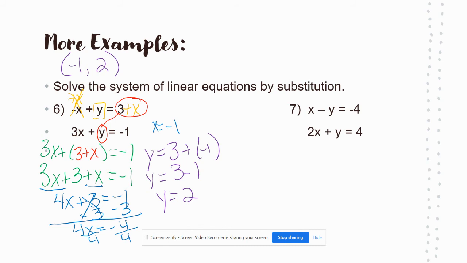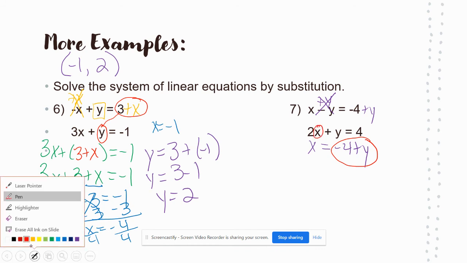For number 7, again, it doesn't matter if we get x or y alone, and it doesn't matter if we pick the top or the bottom. I usually try to pick the variable that has just a positive 1 in front of it. So we could do this bottom equation by subtracting the 2x to the other side, or we can do the top equation by adding the y over. So we get x is equal to negative 4 plus y. So we're going to take that equation and plug it in for x.